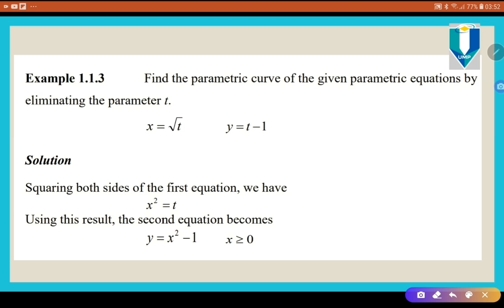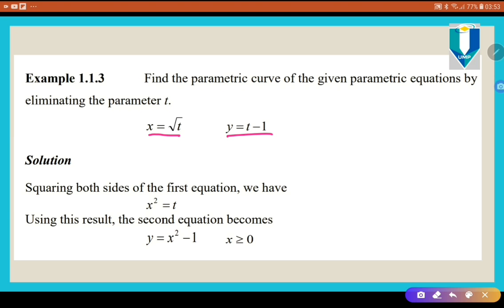Now example 1.1.2, I'll show in class. In this video I will show you example 1.1.3. Find the parametric curve of the given parametric equation by eliminating the parameter t. The parametric equations given are x equivalent to square root of t and y equivalent to t minus 1.